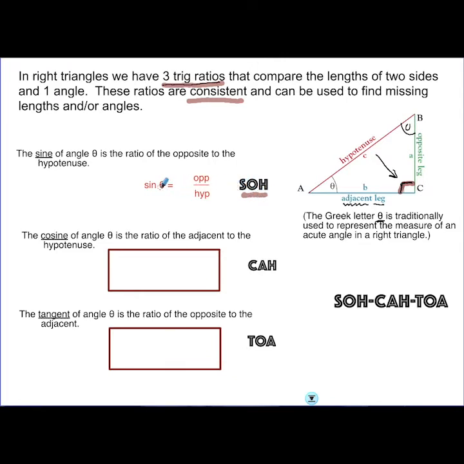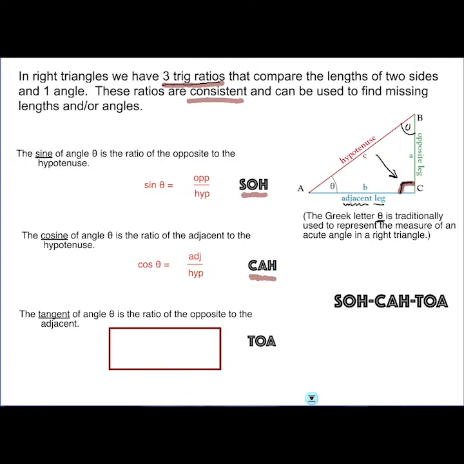Sine equals O for opposite, H for hypotenuse, and the order they come in creates the ratio. Okay, our second trig ratio is cosine. The cosine of an angle, abbreviated cos, C-O-S. Theta is any acute angle. If we're looking at angle A, the adjacent and opposite sides are labeled here. The shortcut we're going to use is A for adjacent over H for hypotenuse.